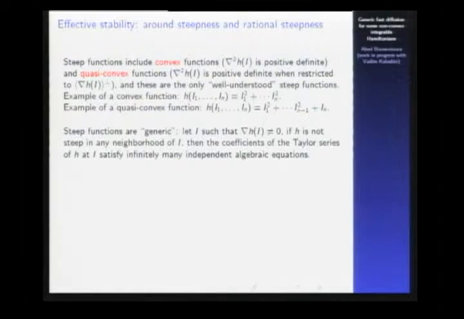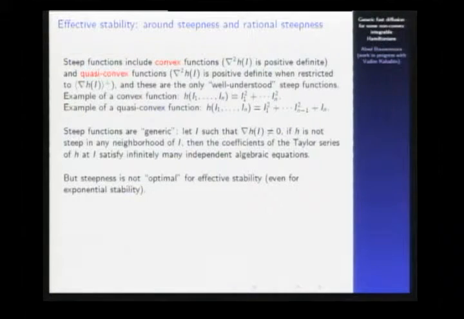Now, steep functions are generic. They are generic in the sense that, among smooth functions, the complement is infinitely degenerate, I would say. Here is a more precise statement. If you take a point with non-zero gradient, and if H is not steep in any neighborhood of it, then the coefficients of the Taylor series of H at this point satisfy many independent algebraic relations. You have to be careful how you state this genericity, but it is certainly generic in a large sense.